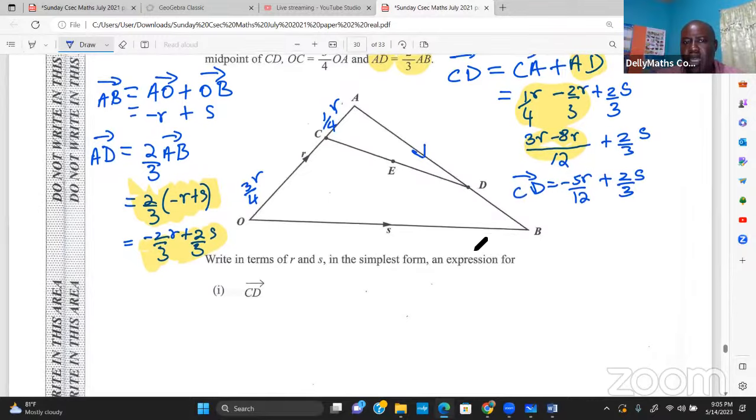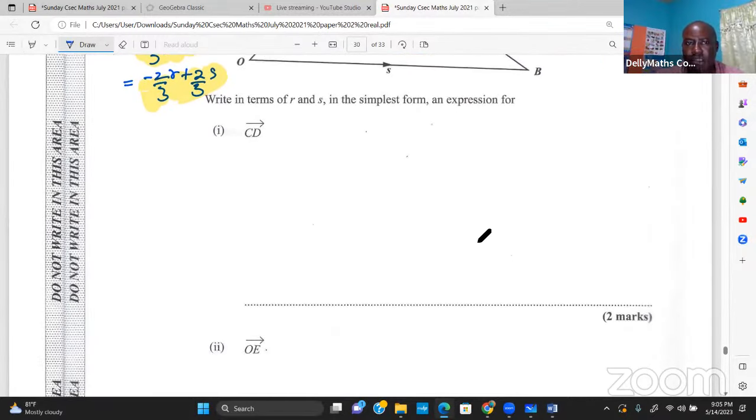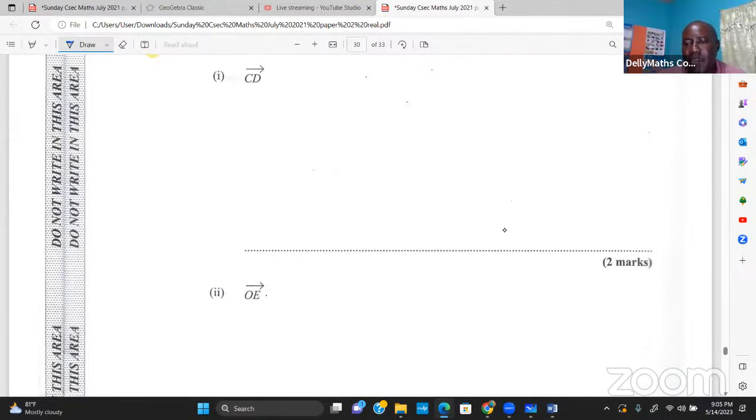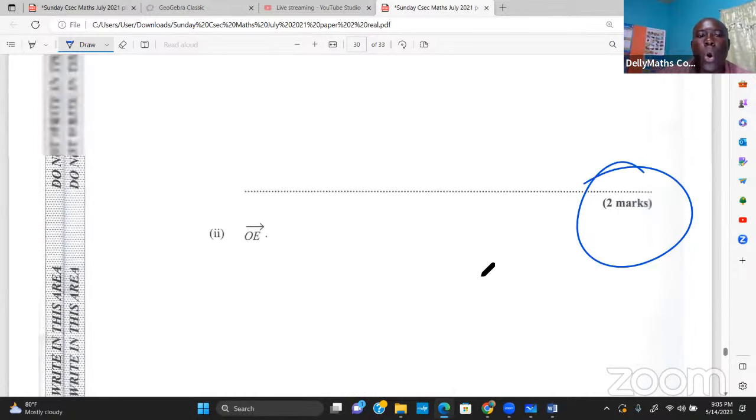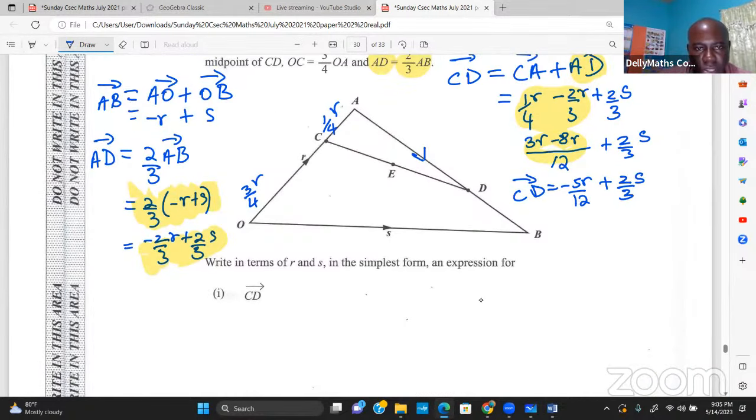Let's continue. So that is CD there. And I agree, it's a nice little work. But they want to know if you can do your vectors. You're wondering if it is more work. It is too much work. It's just what it is. OE. They want you to find this.